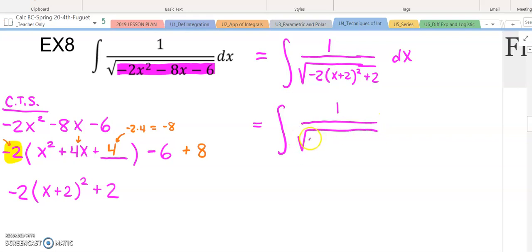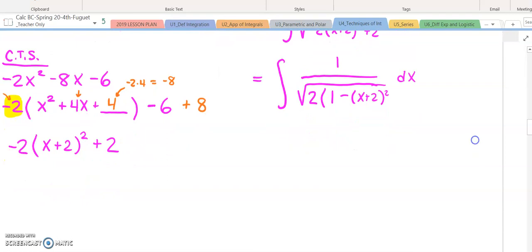I'm going to start by factoring out this 2, and what that's going to leave me with is, and I'm going to reverse these by the way, 1 minus, parentheses, x plus 2, quantity squared. Why is that helpful? I can now separate these two things. I can separate this out and put this as a constant out in front of the integral. This is the same thing as 1 over the square root of 2 when I pull that out.